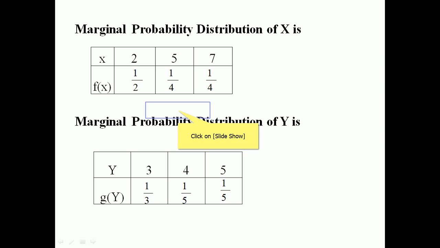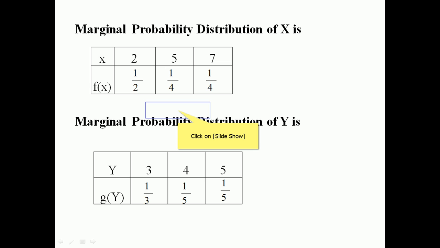This is the marginal probability distribution of the variable x. Now, the marginal probability distribution of the variable y: y takes the values 3, 4 and 5, and the corresponding marginal probabilities are the sums of the column values. The first is 1 by 6 plus 1 by 12 plus 1 by 12, that's equal to 1 by 3. The second is 1 by 6 plus 1 by 12 plus 1 by 12, once again 1 by 3.